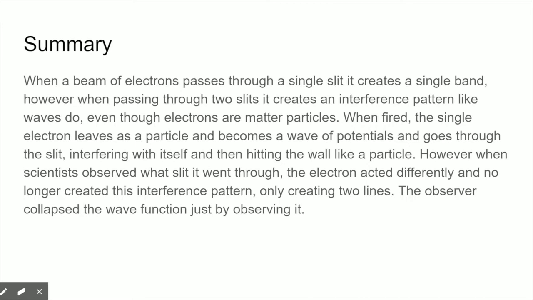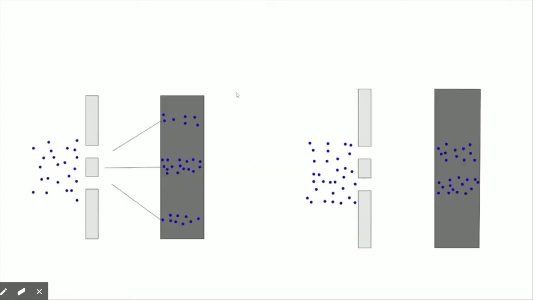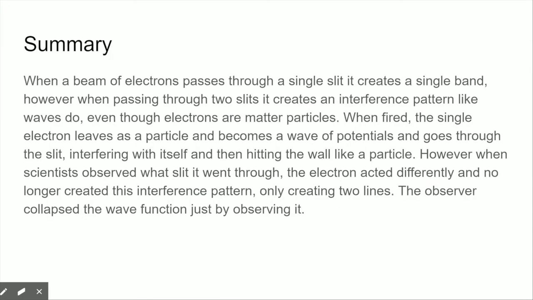When a beam of electrons passes through a single slit, it creates a single band. However, when passing through two slits, it creates an interference pattern like waves do, even though electrons are matter particles. On the left here, you can see the interference pattern created by the electrons going through two slits. When fired, the single electron leaves as a particle and becomes a wave of potentials and goes through the slit, interfering with itself and then hitting the wall like a particle.